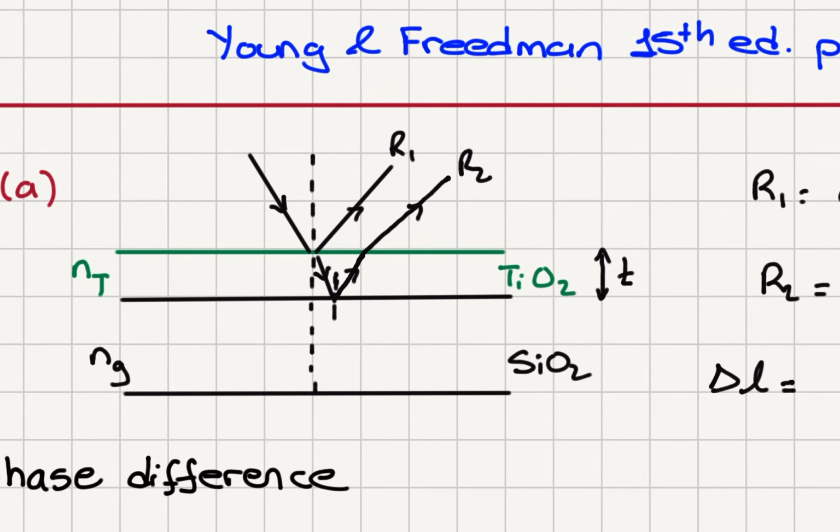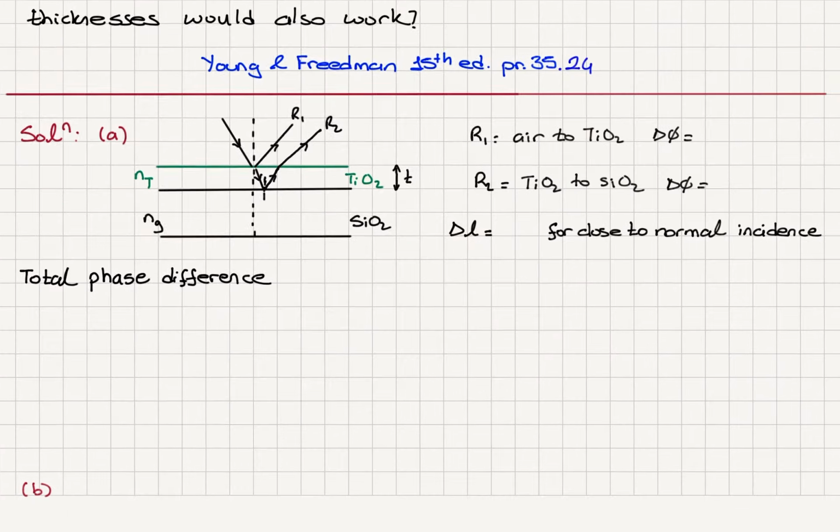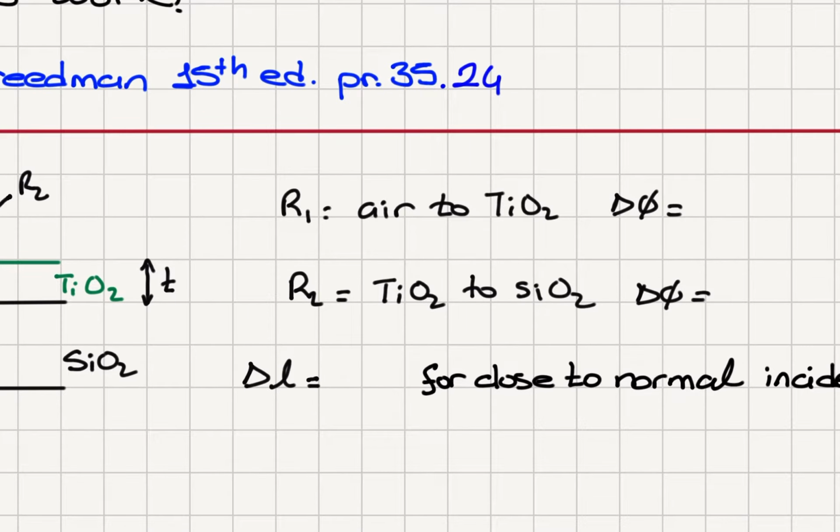Now, for light incident on the air-titanium oxide interface close to normal incidence, because the index of refraction of the air medium is 1 and titanium oxide is 2.62, it's greater. For the reflected light off this surface, we're going to get a phase shift. The amount of phase shift will be equal to pi radians.